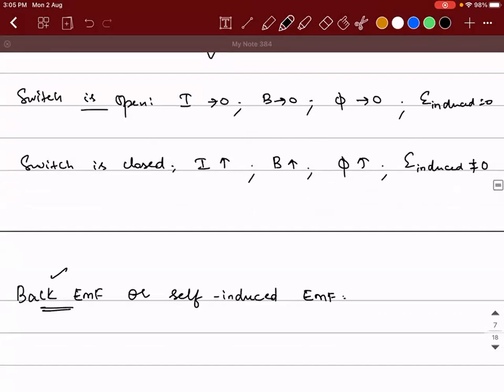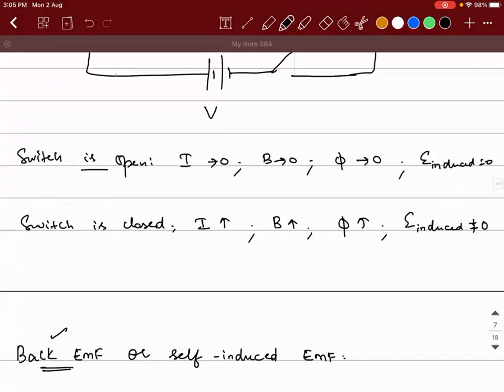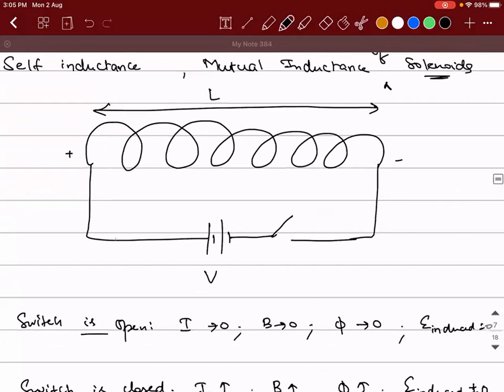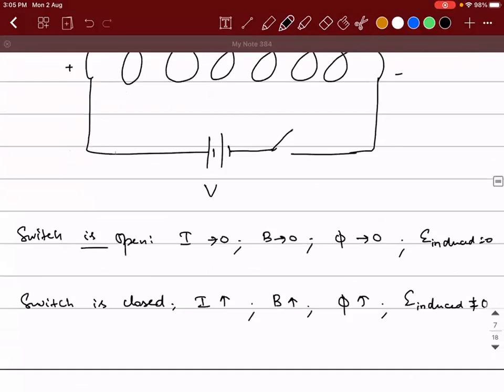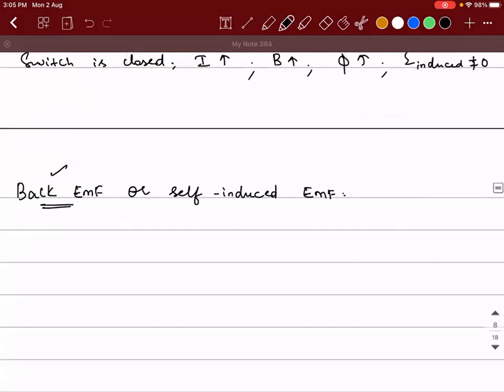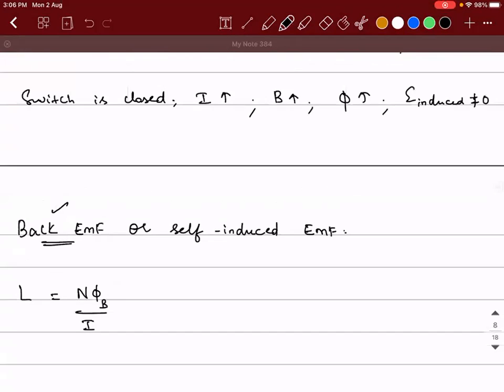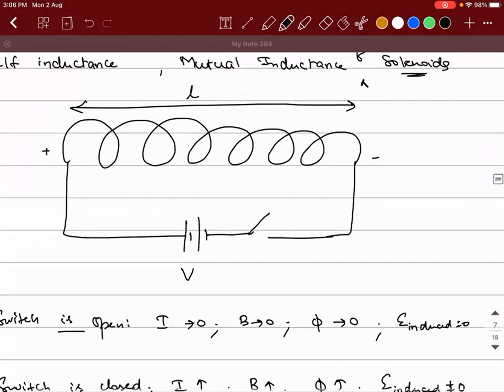Okay. Now, the question is, what is the value of inductance of this solenoid? So let's take the length as small l instead of capital L, because capital L is used for inductance, right? So what is the basic formula for inductance? L is equal to N into phi B divided by I. Now we need to ask certain questions. So here, who is producing the flux? The flux is produced by the solenoid itself.